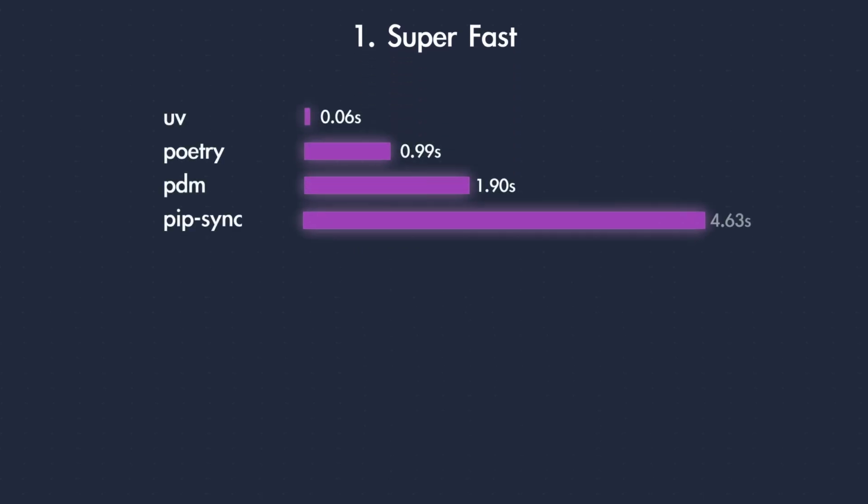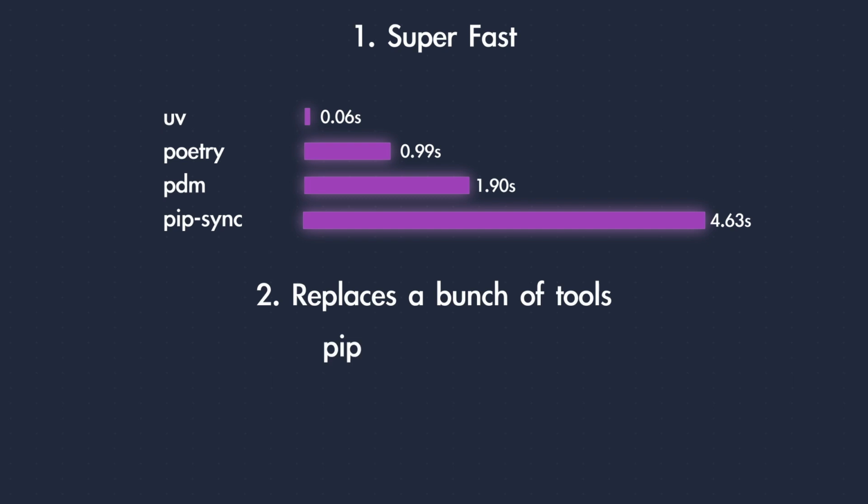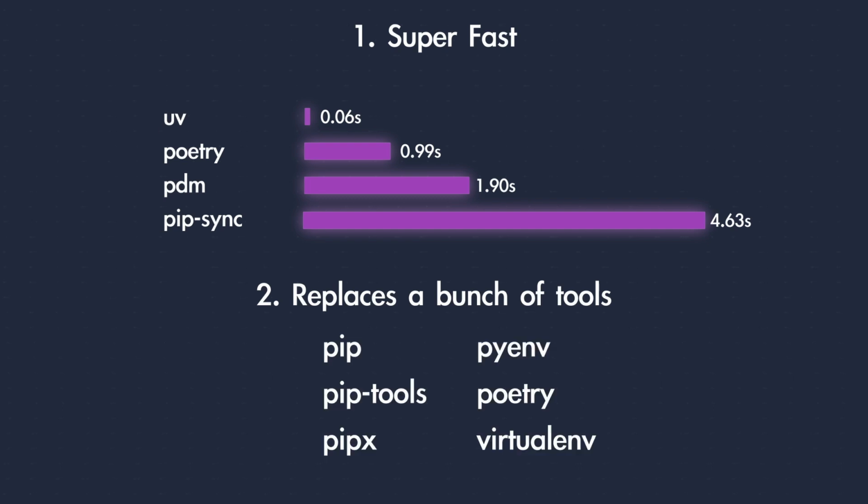One, it is super fast. Here are some benchmarks, but we don't have to rely on them since we'll notice this immediately. And two, it simplifies a lot of things. Basically, it's replacing a bunch of tools like pip, pip-tools, pipx, venv, poetry, virtualenv, and more. This all sounds amazing, so let's go over the key features.